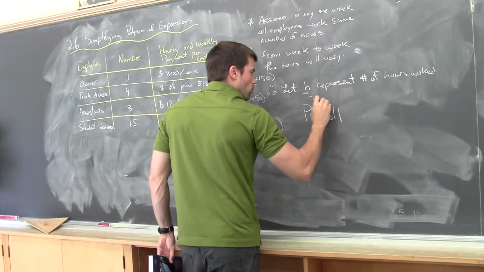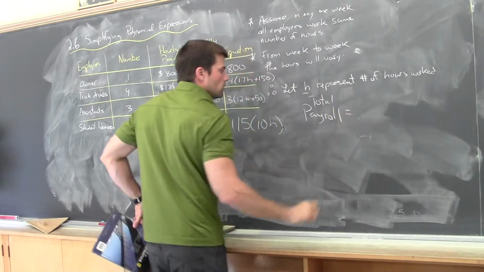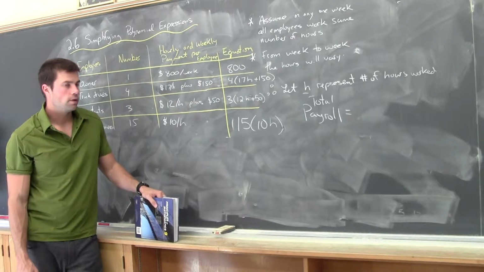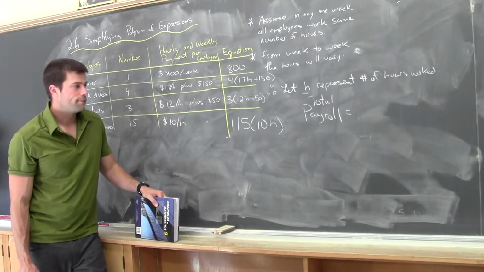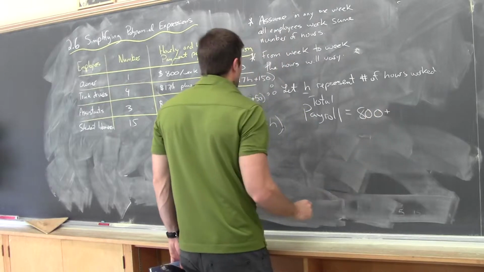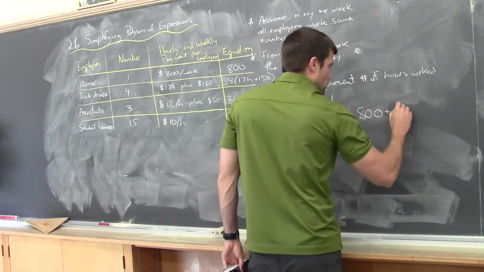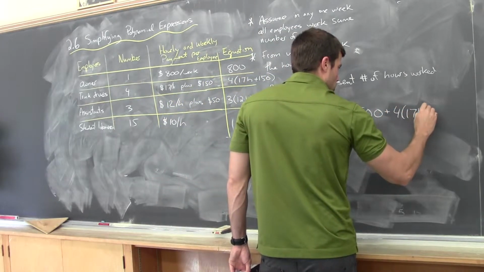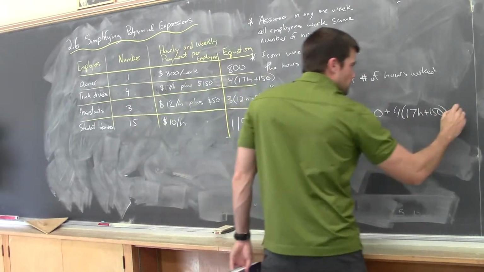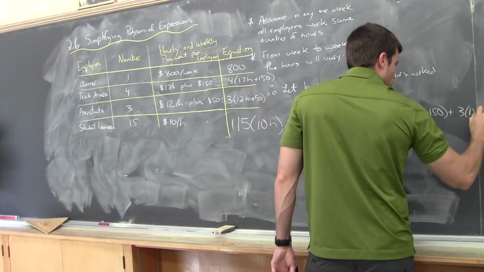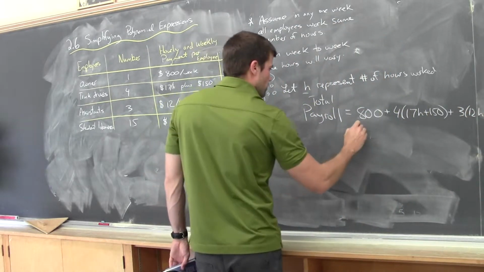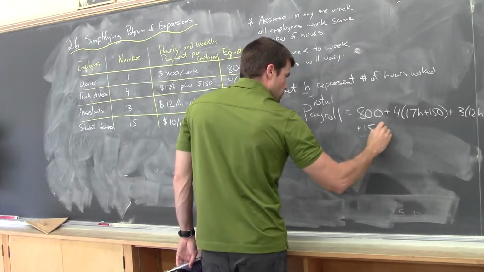So my total payroll is going to be equal to what? Tell me. It would be 800 plus 4 brackets 17H plus 150, plus 3 bracket 12H plus 50, and then plus 15 times 10H.